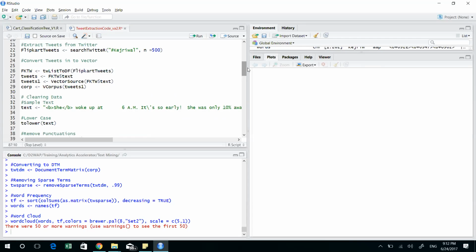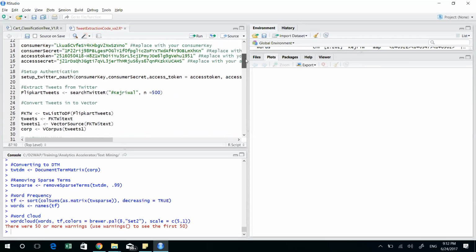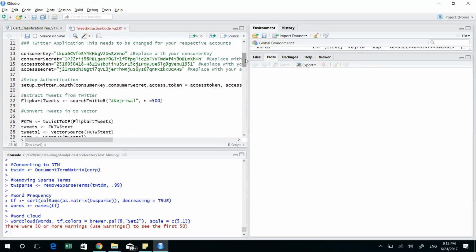Okay. So what I'll demonstrate right now is accessing Twitter data. You access tweets specific to a keyword, and then try to summarize all those tweets in the form of a word cloud. The word cloud will give you the majority of the words which people are talking about on that particular subject.